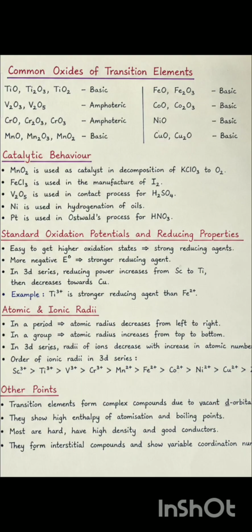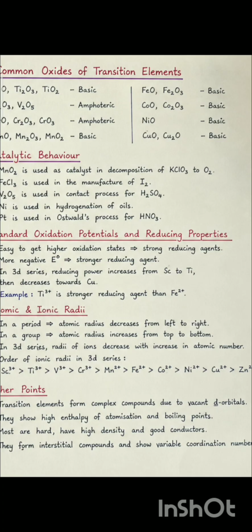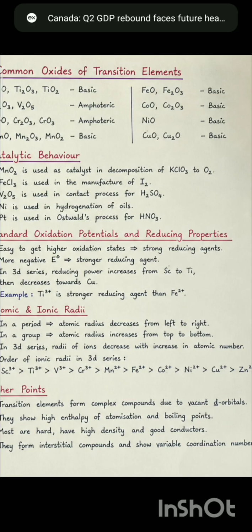And next one is atomic and ionic radii. In a period, atomic radius decreases from left to right. We have also seen this one. And important points: transition elements form complex compounds due to vacant d orbitals. They show very high enthalpy of atomization and boiling points. Most are hard, have high density and are good conductors. They form interstitial compounds and show variable coordination number.